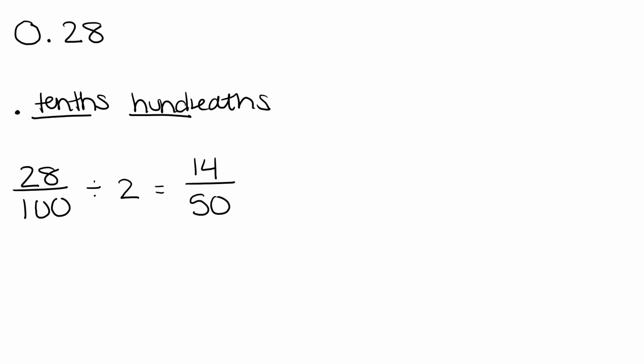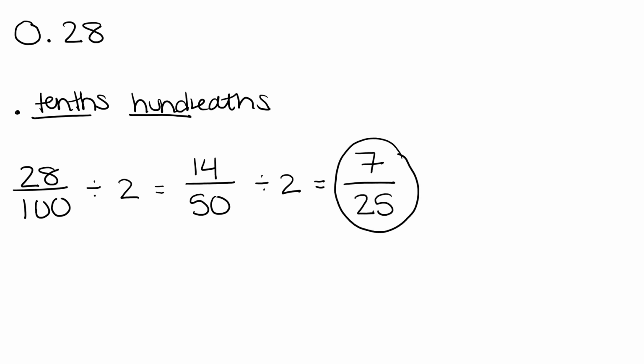Both of those numbers are still even, so we can again divide them by 2. 14 divided by 2 is 7. 50 divided by 2 is 25. 7 over 25 is our final simplified fraction.